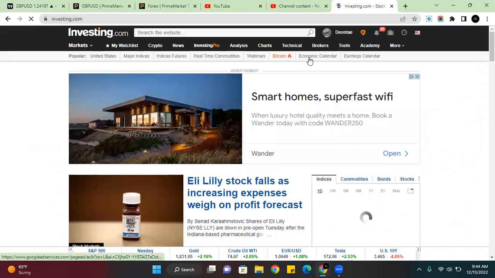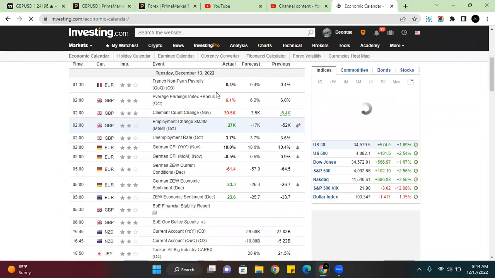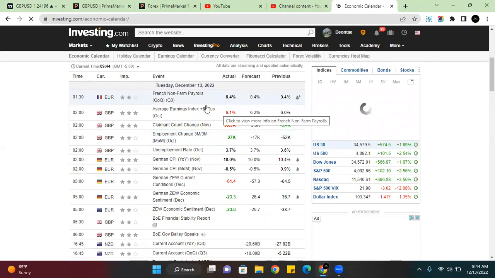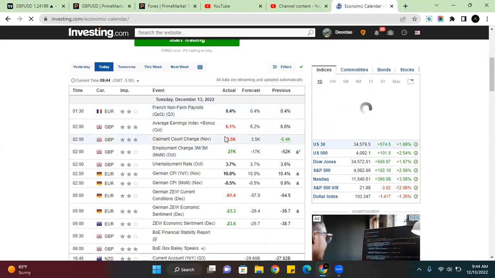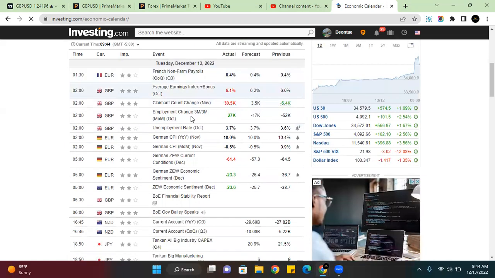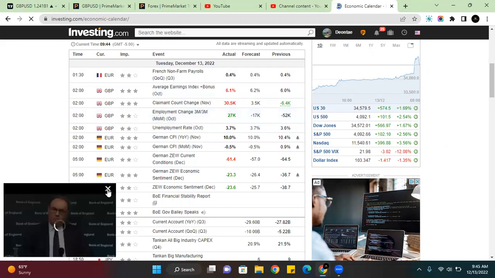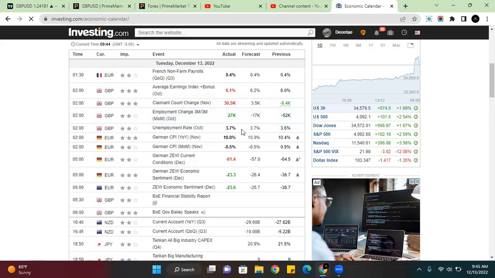I had some euro pairs in mind, but I did not want to trade them due to the news that was going to be present today. So yeah, all these came out. We had two Great British Pound reports that came out as negative. And you had employment change, which was a medium impact one that was positive. You had another employment change, the employment change 3-month MOM for October. You had unemployment change. That was a neutral one. It stayed the same.